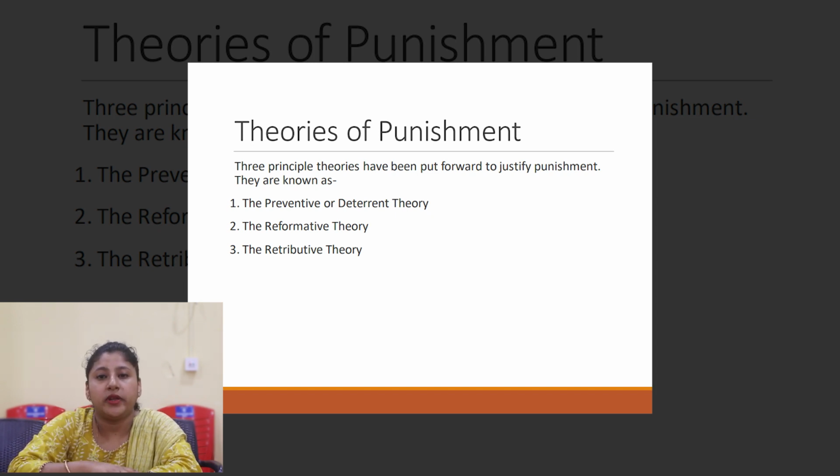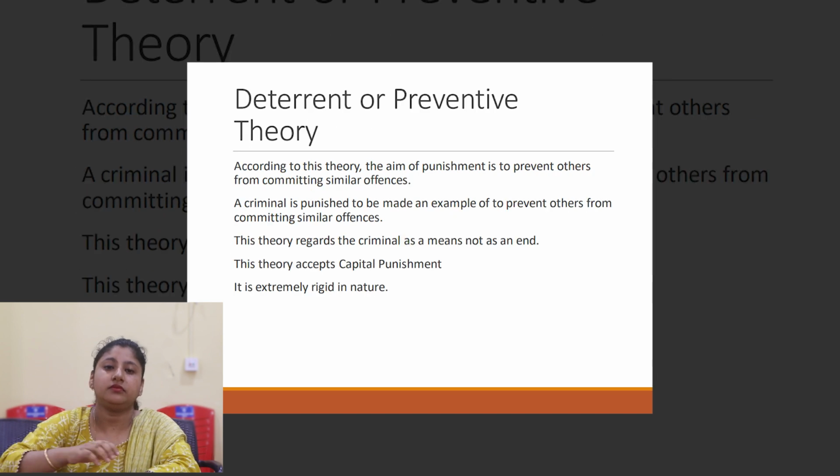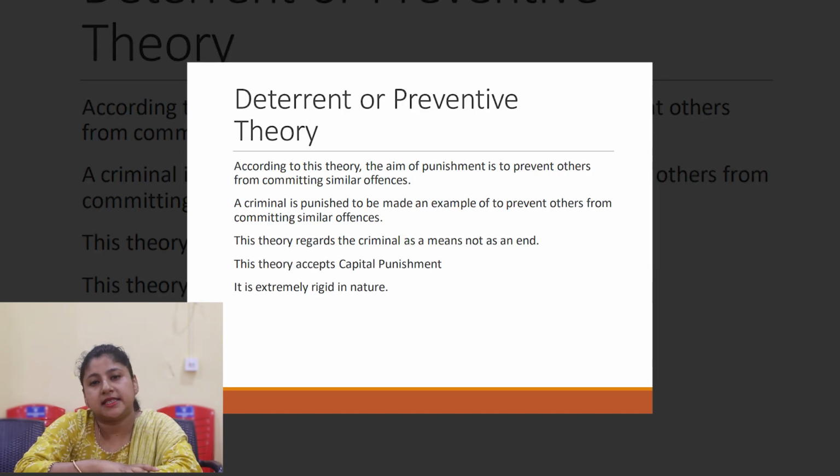Three principal theories have been put forward to justify punishment. They are known as the preventive theory of punishment, the reformative theory of punishment, and the retributive theory of punishment. So let us see what is the preventive or the deterrent theory of punishment. By the name itself, we can say preventive or deterrent. Preventive means we are preventing someone from committing some kind of offense.